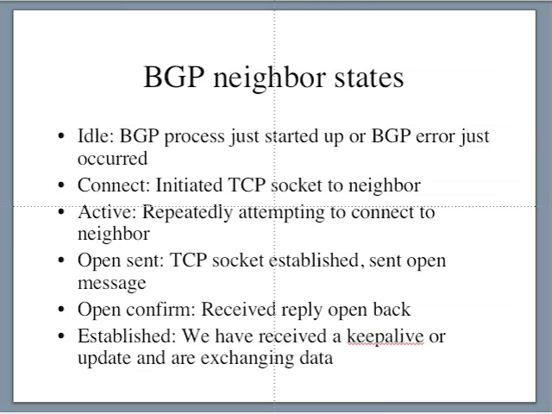Open sent, that's where you've established a TCP socket to the neighbor, and you've sent your open message and you're waiting for a response. Open confirm. You established the TCP socket to the neighbor, you sent your open message, you got an open message back. So you've exchanged opens in two directions. And then established. Once you're in open confirm state, as soon as you receive a Keepalive or an update, that means you're exchanging data and your BGP neighbor state is established. That's it, the 6 states of the BGP neighbor process.